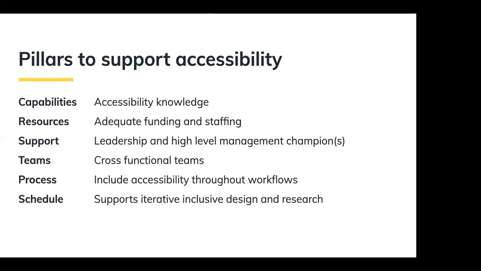Your content strategy should account for accessibility, design, and front-end development. If you leave accessibility solely for developers to handle, you're not going to be as successful as you might think. And then lastly, schedule. A project schedule should predict and support accessibility in iterative design and research. This might look like complicated accessibility issues are accounted for and prioritized appropriately.